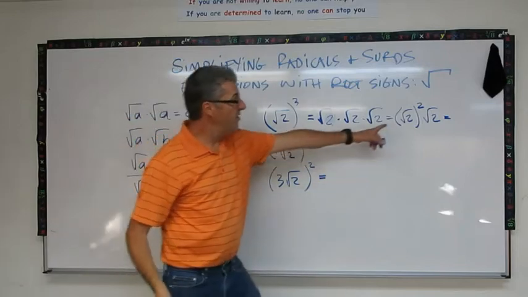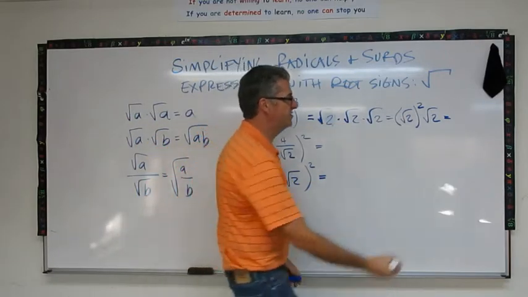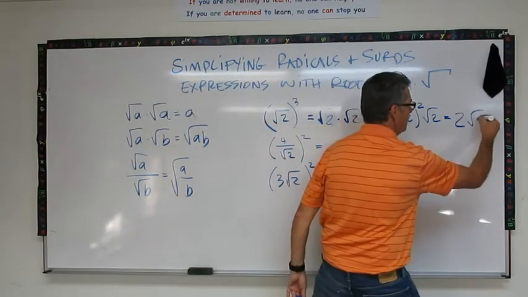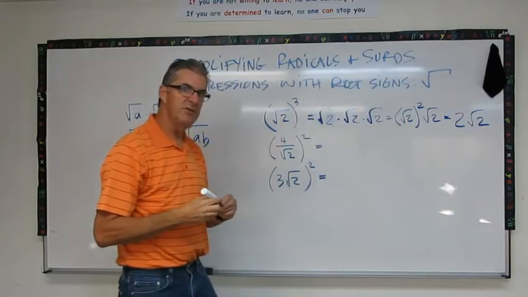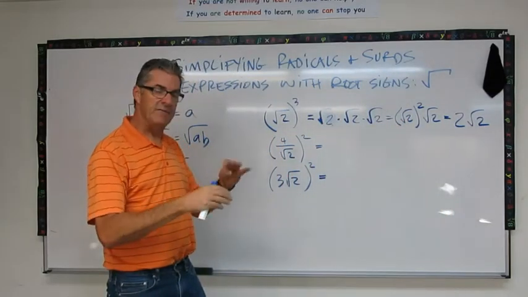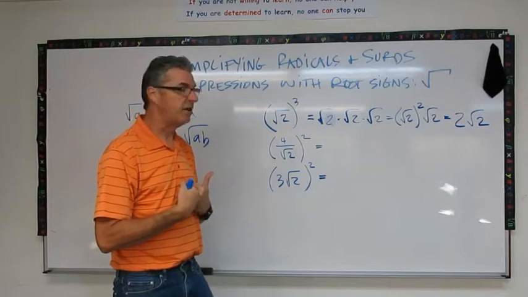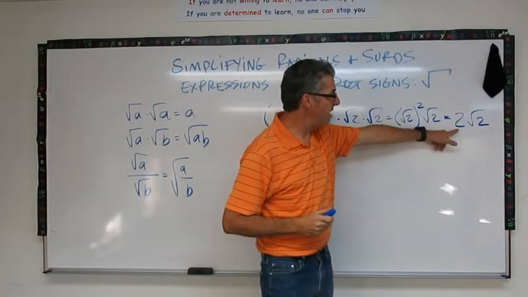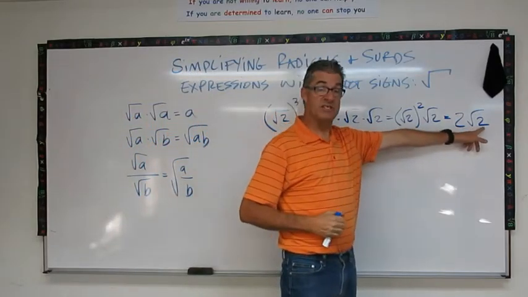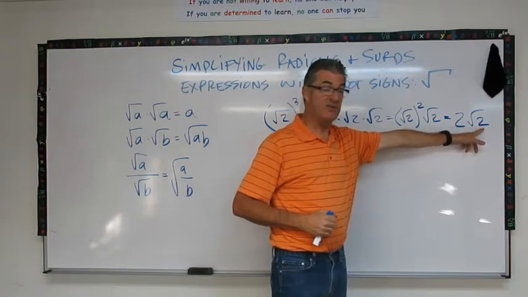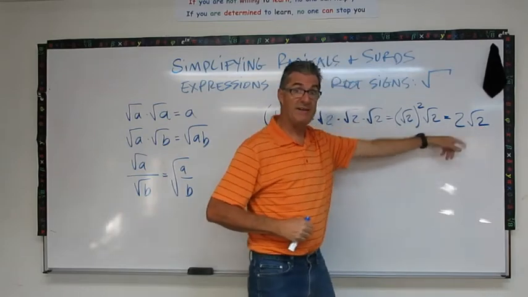Right? Now, we know that root 2 squared is just 2. So this becomes 2 root 2. And this introduces us to our first kind of mixed root expression. We can commonly have numbers outside the root sign and numbers inside the root sign. Okay, so you're going to need to get used to that. We're going to do this a lot.